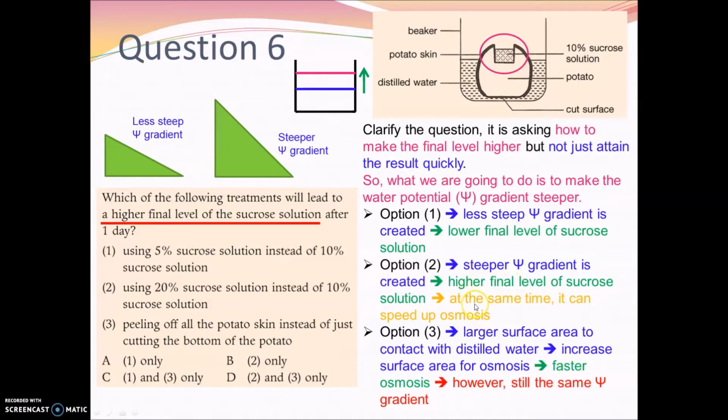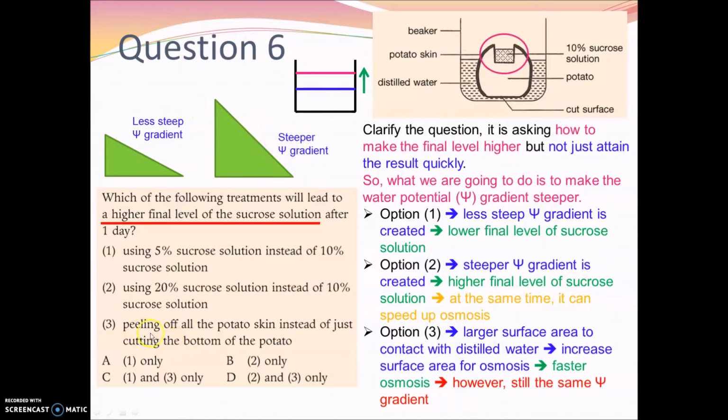And at the same time, it will also speed up the osmosis. Although speeding up the osmosis is not what we want, that's the fact. After we use a steeper water potential gradient, at least you know that it will make us get a higher final level of sucrose solution, with a steeper water potential gradient.